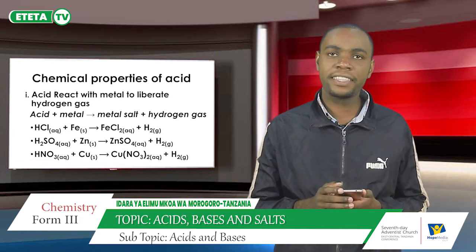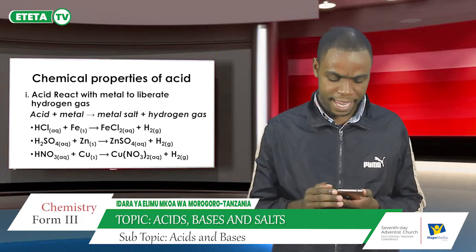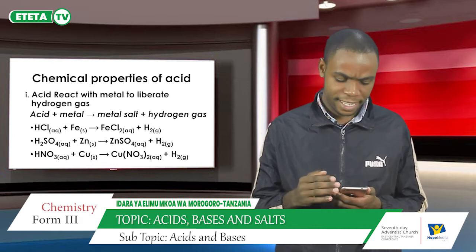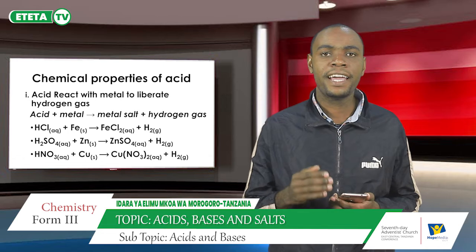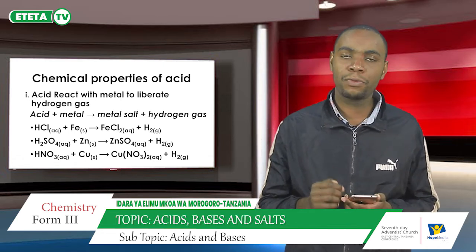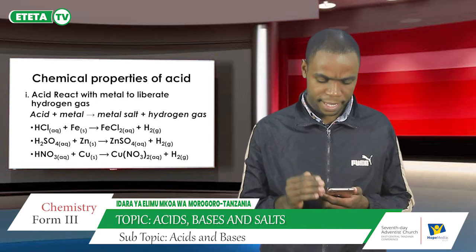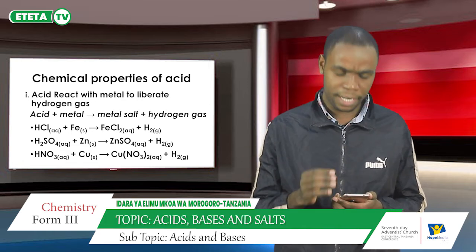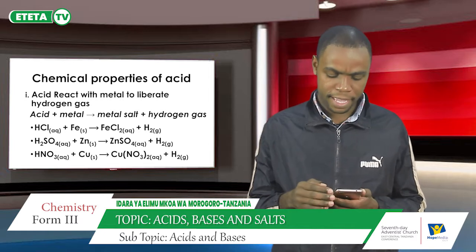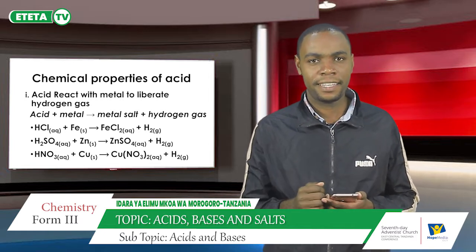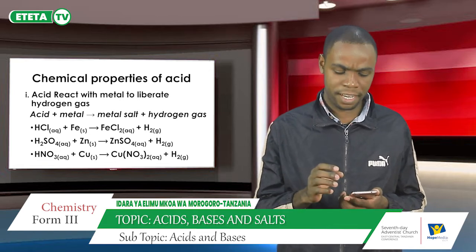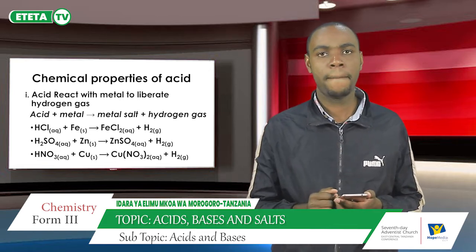Another example is the reaction between sulfuric acid and zinc. If you react them, the products produced there are zinc sulfate and hydrogen gas. Another example is the reaction between nitric acid and copper. The products produced there are copper nitrate and hydrogen gas. So this is the reaction between acid and metal.